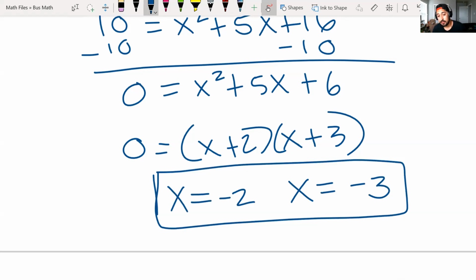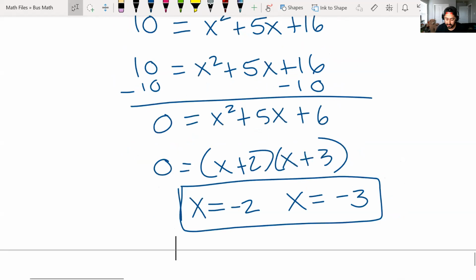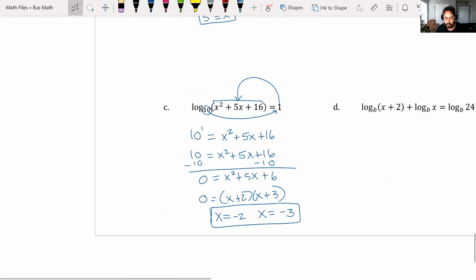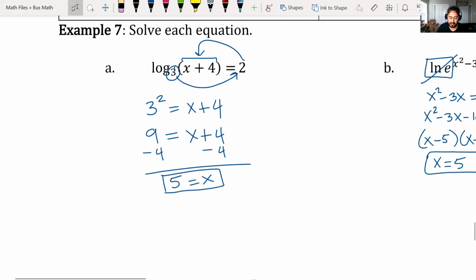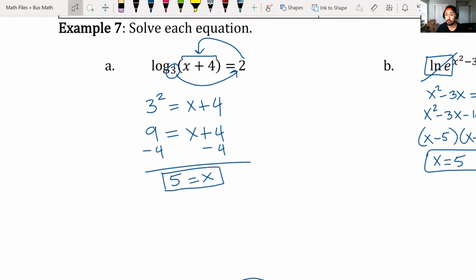Okay. So there is a little word of caution here. Since we have two values, we do want to check our work and see if they both work. So this means I would take -2 and plug it into the log. And then I would take -3 and plug it into the log. And we need to see if they're actually true. We didn't really have to do it on this one because it was just one solution. And that one solution should make it work.